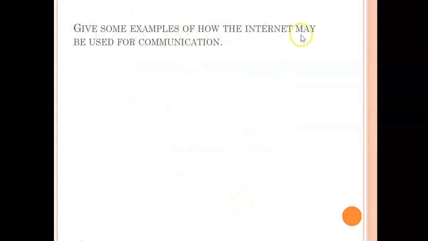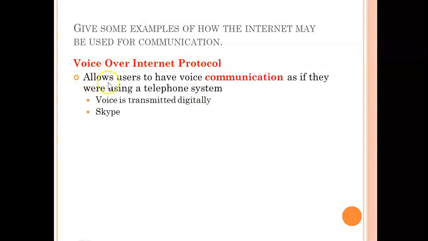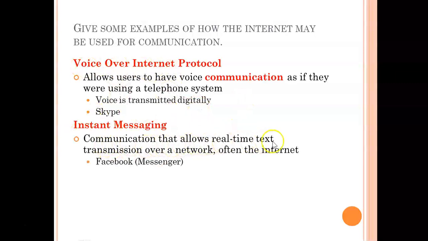Give some examples of how the internet may be used for communication. So you have Voice over Internet Protocol, or VoIP. This allows users to have voice communication as if they were using a telephone system. The voice is transmitted digitally, and Skype is an example of VoIP. Instant messaging allows real-time text transmission over a network, often the internet. An example there is Facebook Messenger.